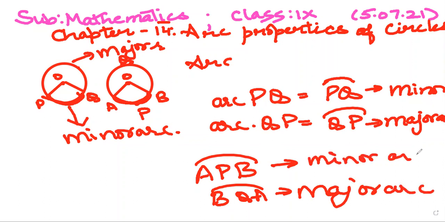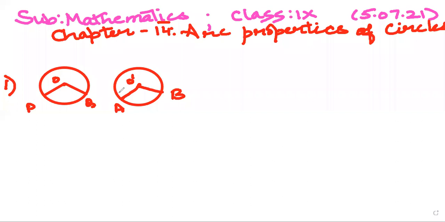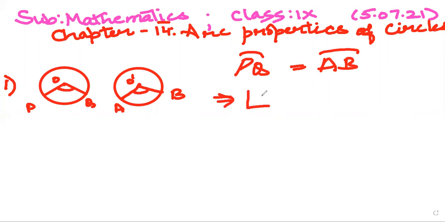Now let's move on to our other topic, that is your properties. Let us discuss the very first property. You can see that these two circles are equal. If it is given that two arcs are equal, suppose arc PQ is equal to arc AB, then these two arcs are going to subtend equal angles at the center. So these two angles are equal. This implies that angle POQ is equal to angle AO'B.